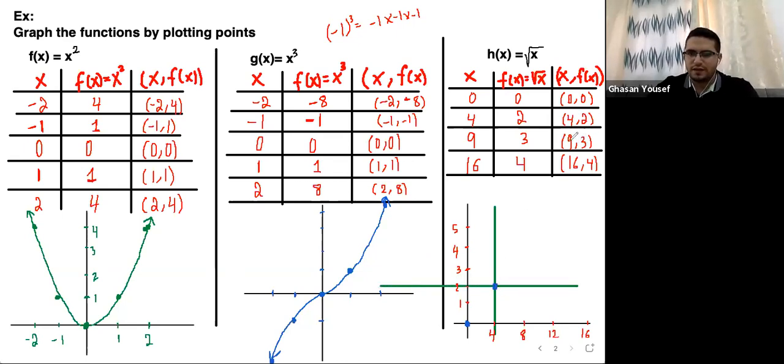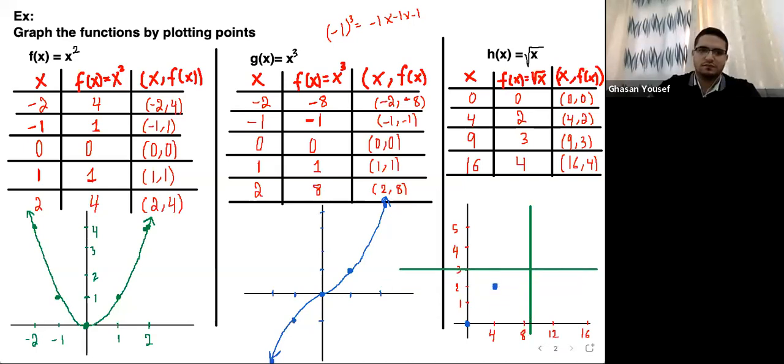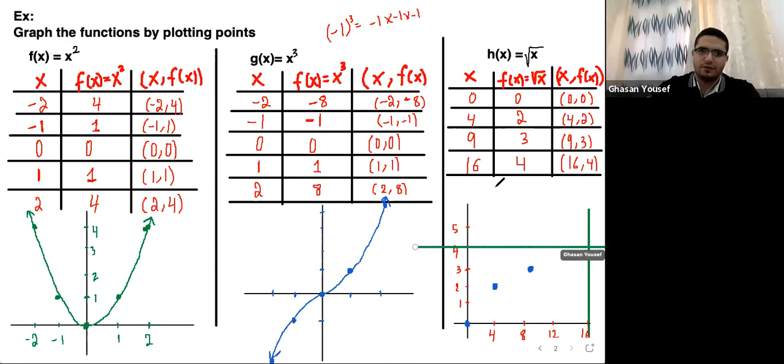Third point is 9 and 4. The 9 should be like around, this is 8. The 9 will be like around here. A little bit move to the right of 8, and the y is 3. So this is 3. So the point should be here. Fourth point is 16 and 4. So this is 16, and there is 4 here. The point will be here.